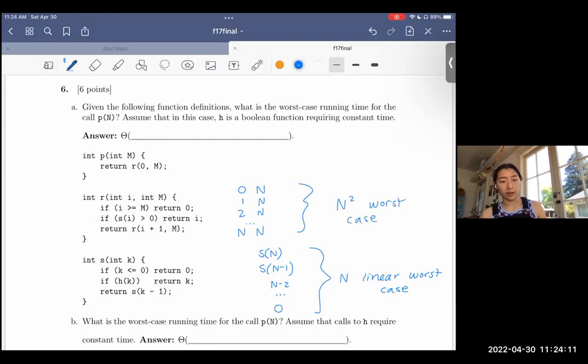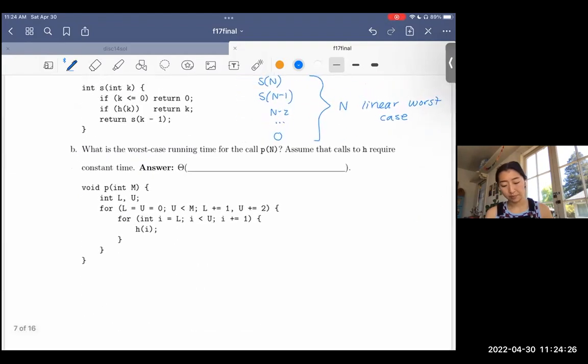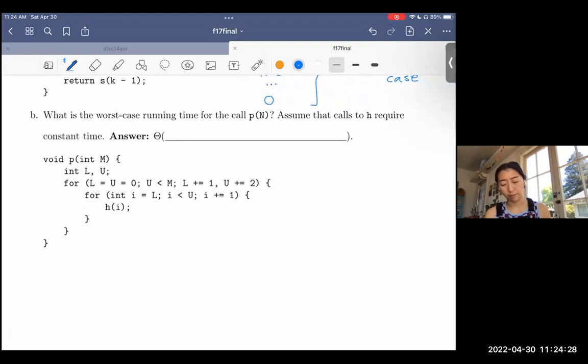And so finally, we're done analyzing R, and so we can return back up to P, and we see that the work done here is pretty much just what we figured out was the work for R, which is N squared. And so this is the answer for 6A. Now we can move on to 6B. And so this says, what's the worst case running time for the call P of N? Assume that calls to H, again, are constant.